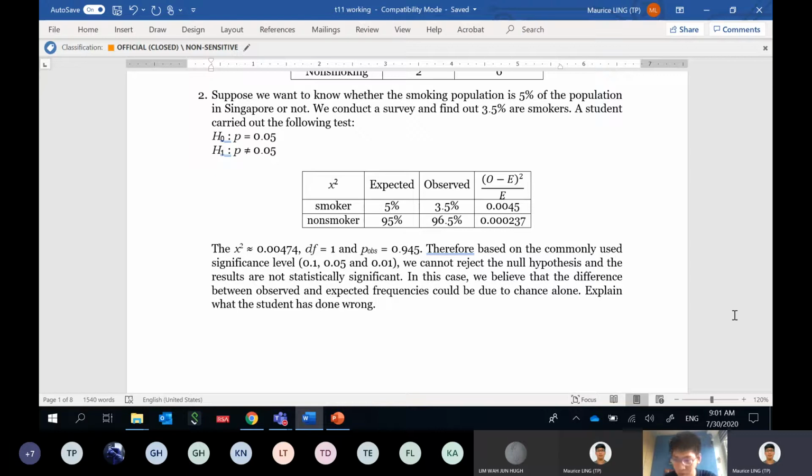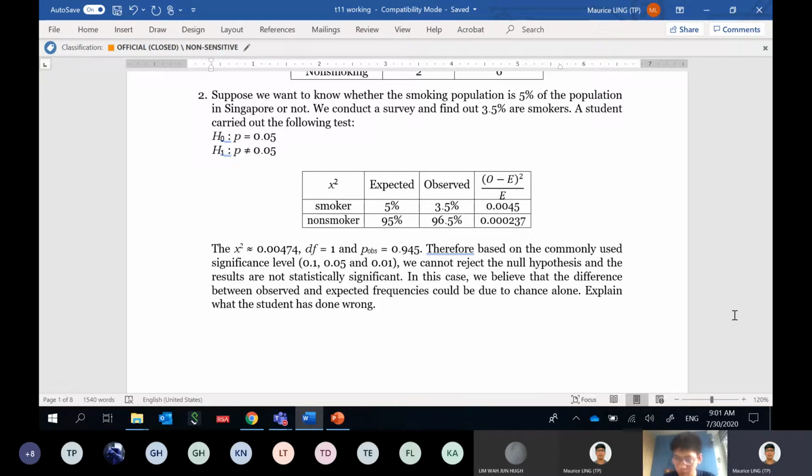Question 2. Suppose we want to know whether the smoking population is 5% of the total population. So we conduct a survey and find that 3.5% are smokers. A student carried out this chi-square test. The null hypothesis is that the proportion of smokers is 5%. The alternate hypothesis is that it is not 5%. The student finds a chi-square statistic of 0.0474, and therefore cannot reject the null hypothesis. The degrees of freedom is 1.